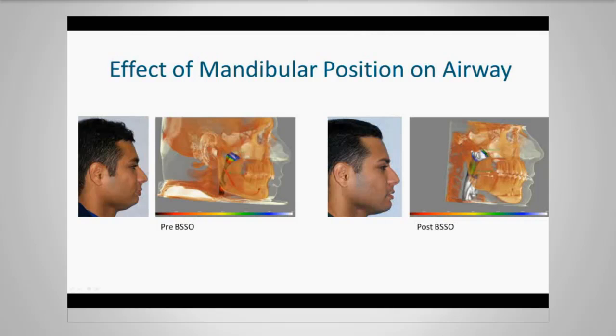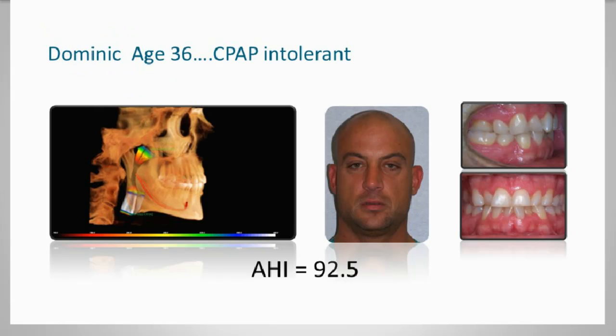This is another case. It's a pretty severe case. This is Dominic. Dominic, at age 36, has an AHI of 92. We really didn't talk about AHIs, but AHI is the standard index, which stands for apnea-hypopnea index. For those of you who don't know, it's the score that a polysomnogram or a sleep study will give us.